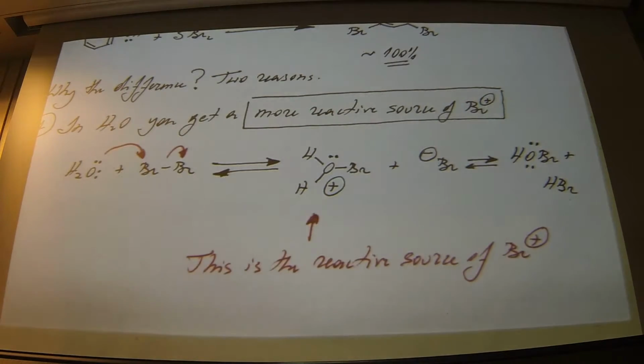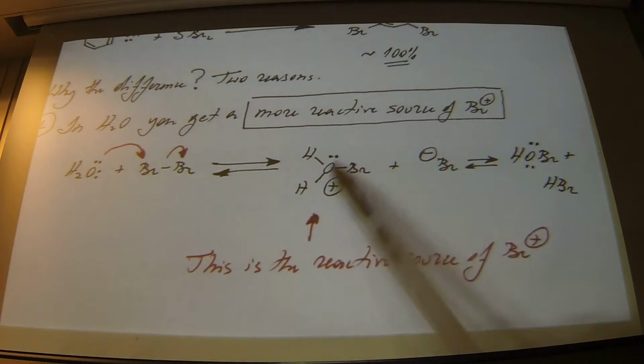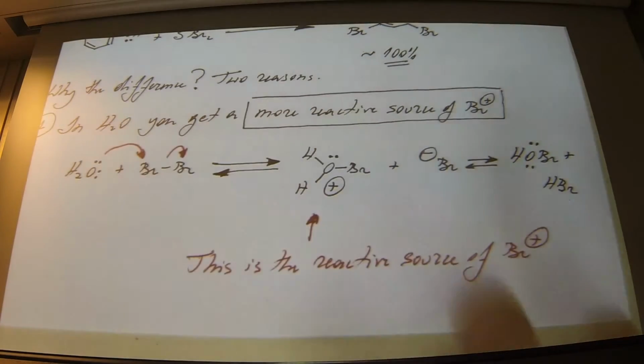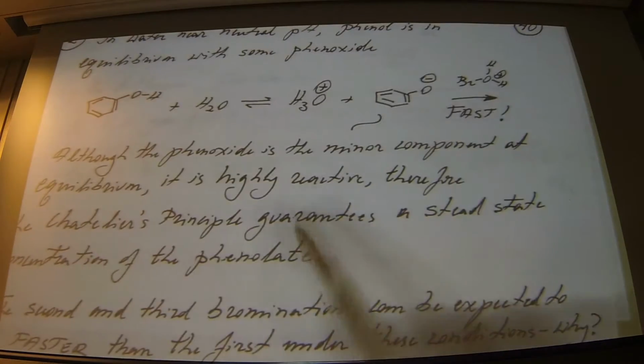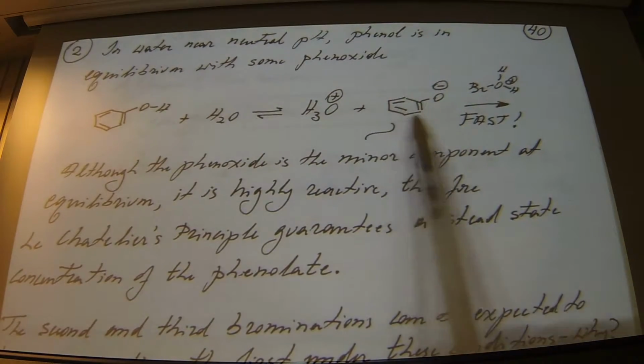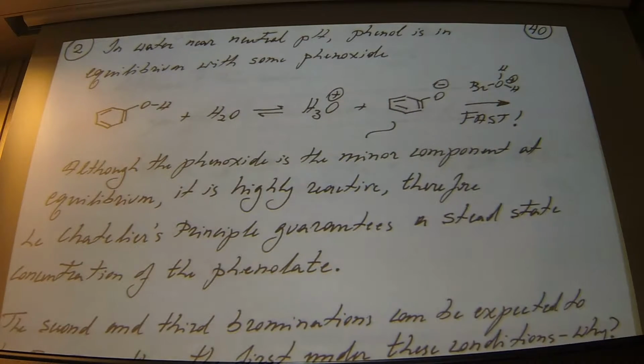playing a role, with a different mechanism, granted, but the same kind of role that the Lewis acid did in other electrophilic aromatic substitutions. You have a more reactive source of the electrophile, and you have a more reactive source of the benzene ring, because in water you have at equilibrium a small amount of that phenoxide that is really, really reactive. And so for both reasons, the electrophilic aromatic substitution chemistry of phenols is faster than for benzene rings.